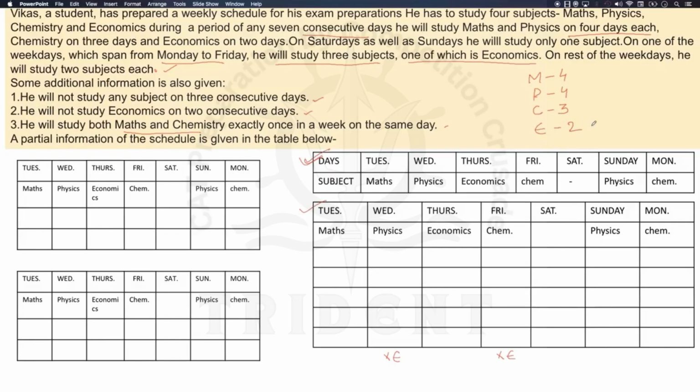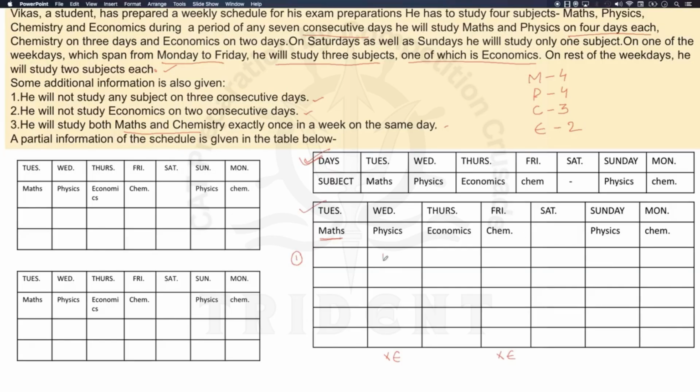Fine. Now we can see from whatever we have in the table given that we have just one place for maths. We have 3 places left for maths in the remaining 6 days. Let's try to arrange 3 maths in the remaining 6 days with the constraints that we have. Okay. So let's start our first arrangement of maths, and see the possible combinations that we can have. So maths is over here.